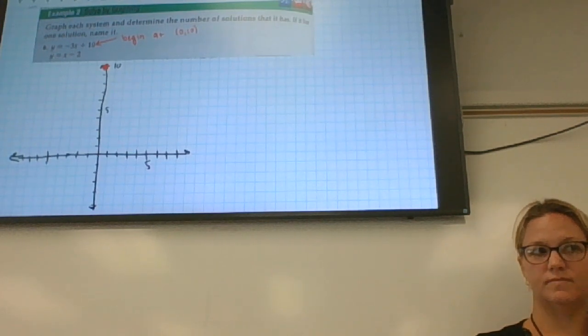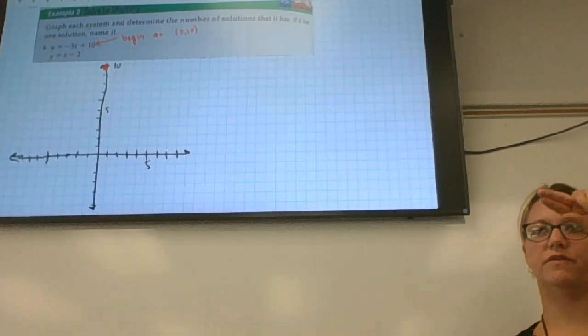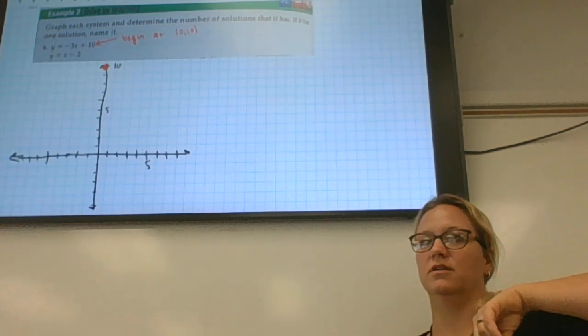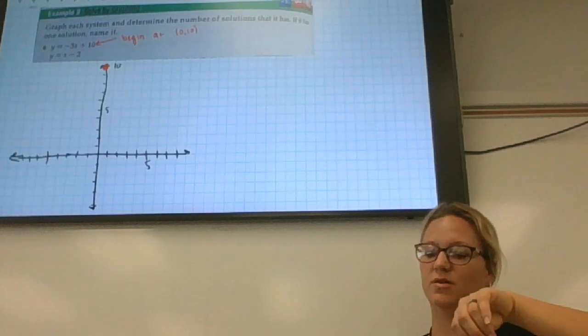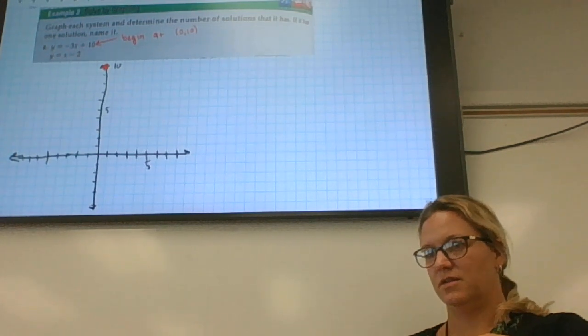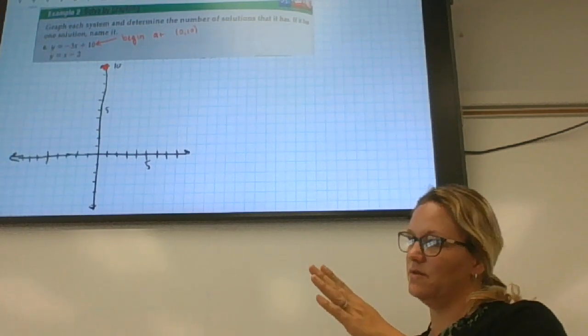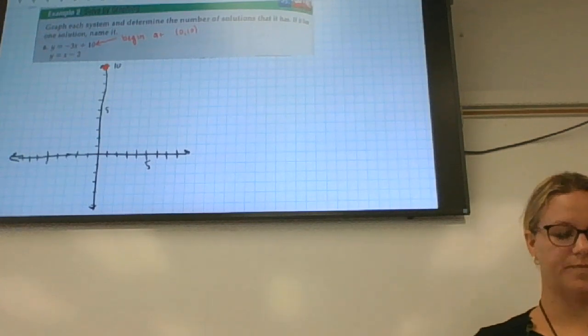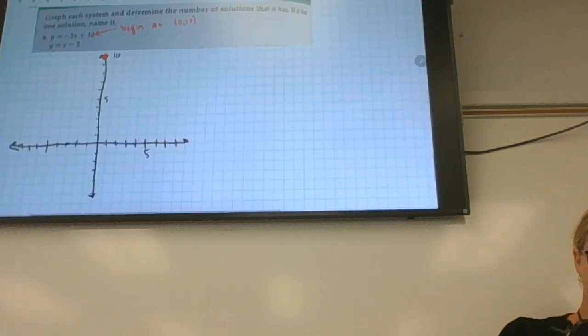Good idea going by 2. Well, you could, but if your line crosses not on an even number, I don't know how that's going to work for you. I trust that you can figure that out, Jake. So go for it. And then we're going to go down 3 and right 1.